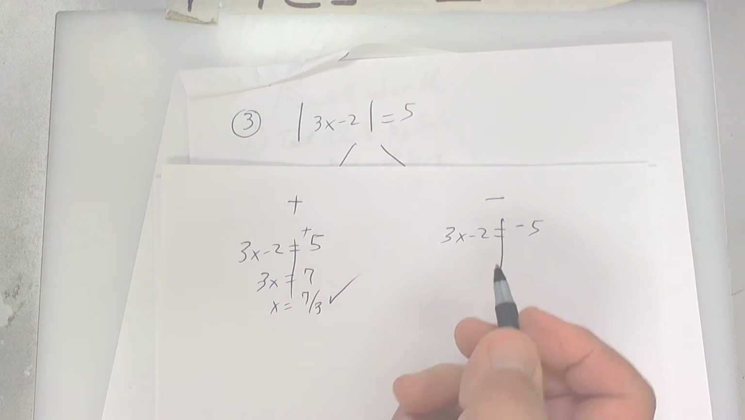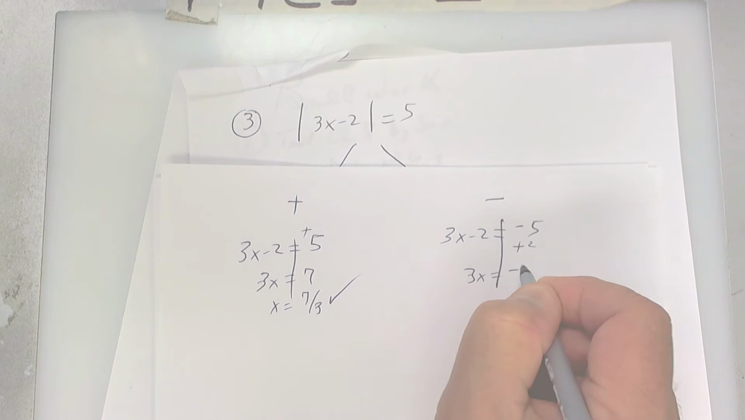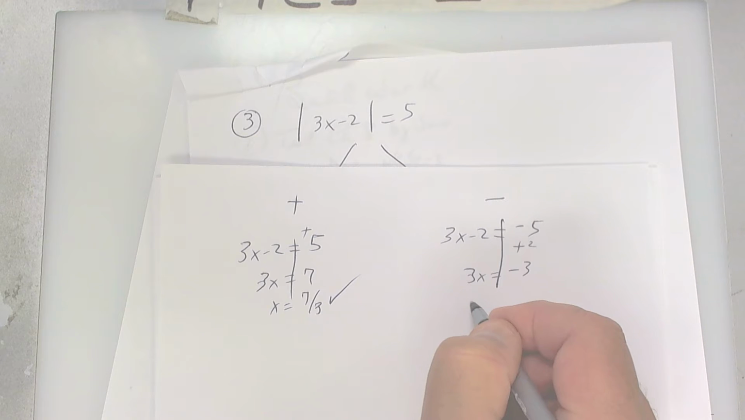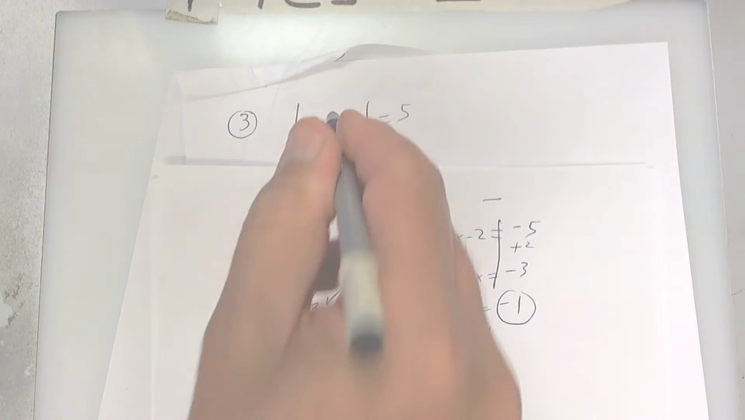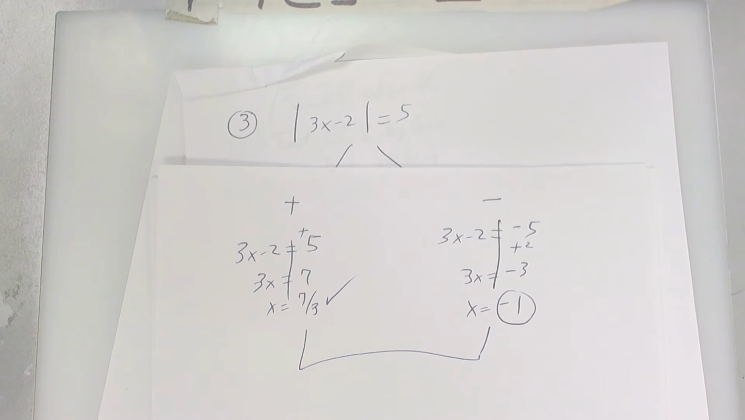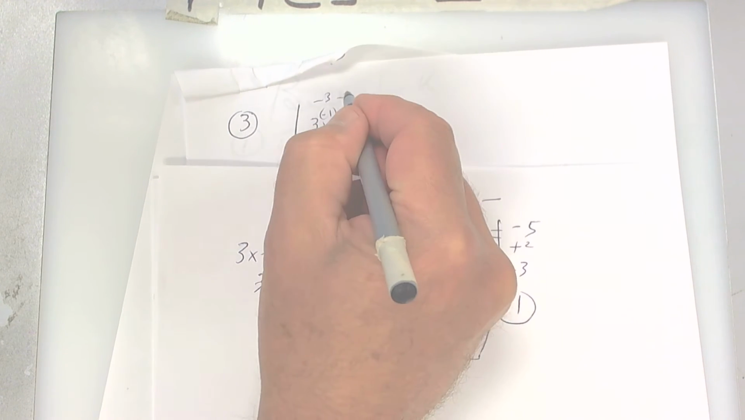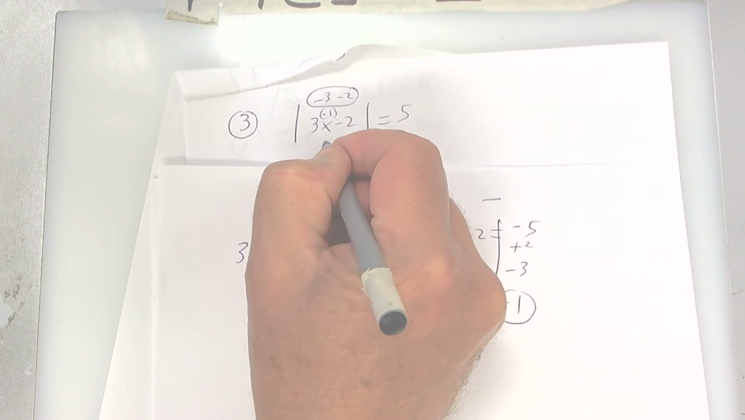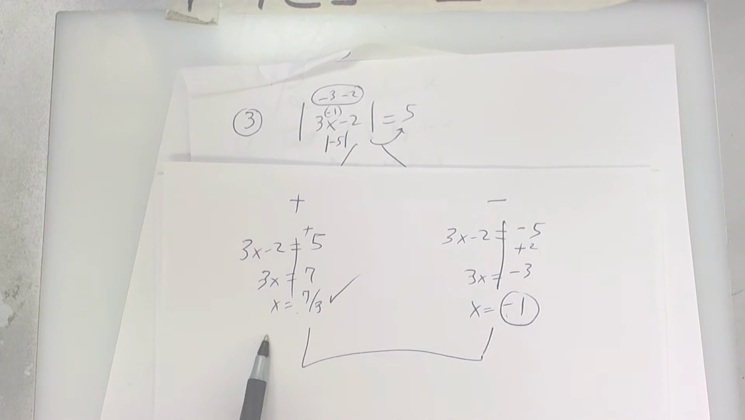That is an answer. This one you want to add 2, but when you add 2 to a negative, that becomes a -3. And a -3 divided by 3 is a -1. Either one of these is a solution for that problem. So if you plug it in, it should work. Like watch. 3 times -1 is a -3. A -3 minus 2 is a -5. And the absolute value of a -5 is a +5. Either one of these work. If you put this one in, the 3's will cancel and you get 7 minus 2 is 5.